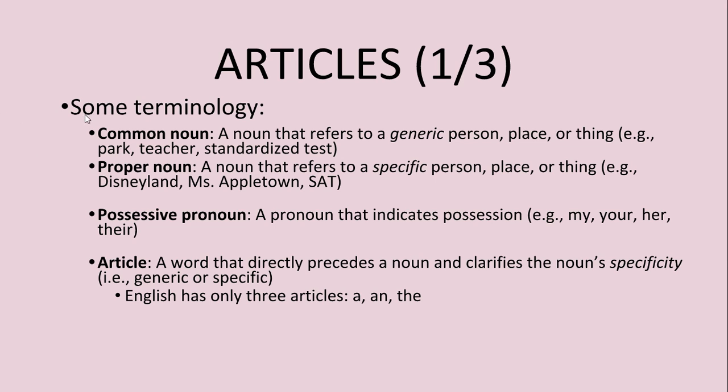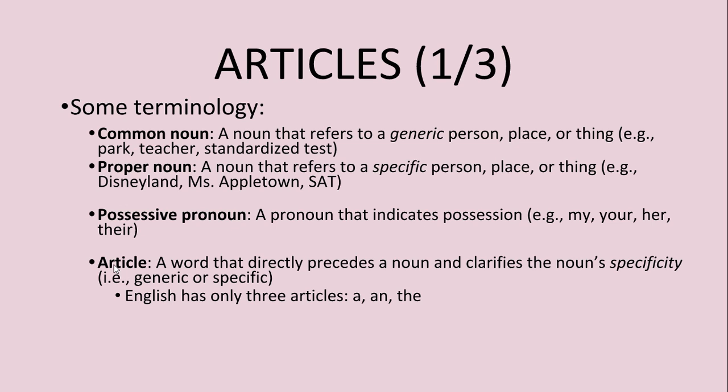But first we're going to start with some terminology. There's a common noun. A common noun is a noun that refers to a generic person, place, or thing, like a park, a teacher, or a standardized test. Then there's a proper noun, which is a noun that refers to a specific person, place, or thing, like Disneyland, a specific park, Miss Appleton, a specific teacher, and the SAT, everyone's favorite standardized test. Then a possessive pronoun. This is a pronoun that indicates possession. Who would have guessed? And finally, an article.